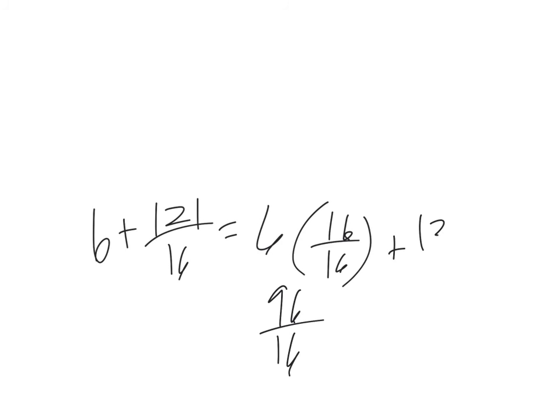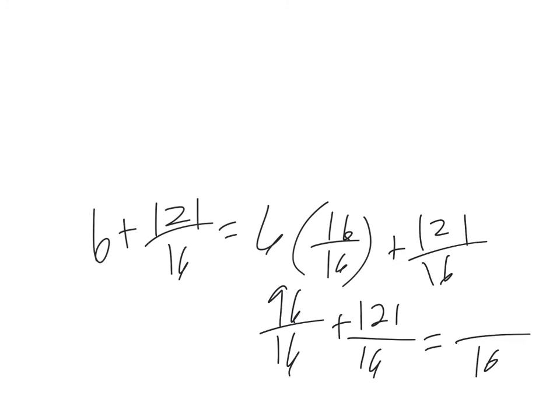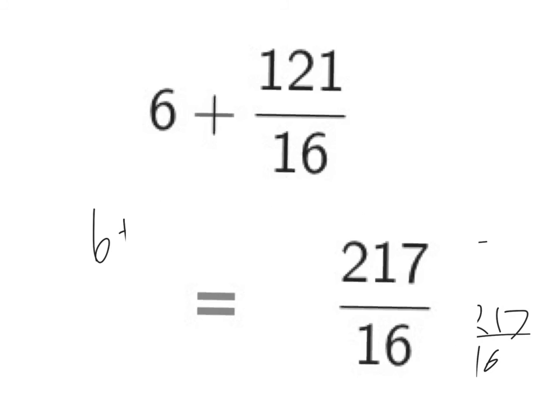But basically, you are able to add it to 121 over 16 now. And so all you got to do is keep your bottom number the same and add together the tops. So that's going to make 217 over 16. And again, if that feels like it's too much, use the Desmos scientific calculator app or the GeoGebra one. Just type it in and it'll give you the answer in fraction form.